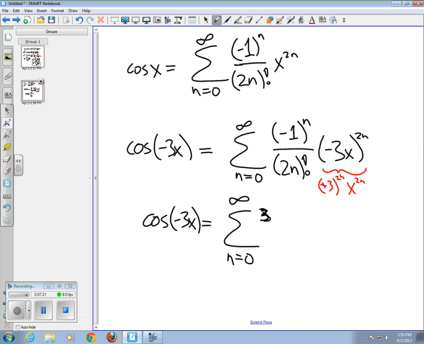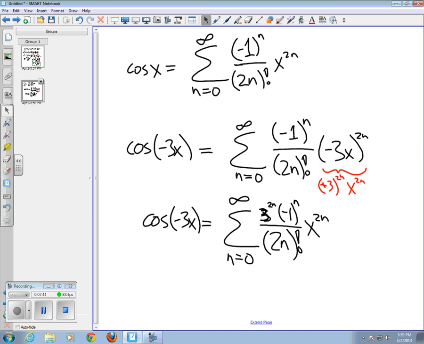Oh, things aren't getting any better there. Well, that's a 3, 3 to the 2n. And then we have negative 1 to the n. And that's over 2n factorial. And then we have our x to the 2n out here. So that's our representation of cosine of 3x.